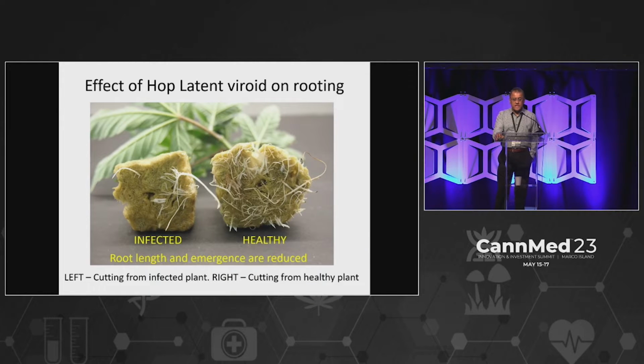Growers know that when they take cuts to propagate cannabis, the cuts that come from infected plants do not root well. So here again, what you're seeing is the underside of a rooting block, the infected one on your left, the healthy one on the right, very reduced root production. So this is quite an interesting pathogen. It affects the flowers, it affects the growth, it affects the roots, and as you'll see later on, it affects the cannabinoids.